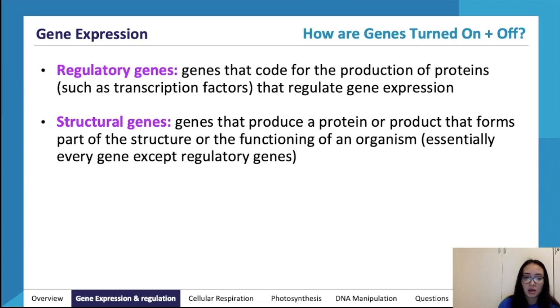So how are genes turned on or off? You've got a few other genes. You've got regulatory genes. These genes encode for the production of proteins, such as transcription factors, that regulate gene expression. And you've also got structural genes, and so these are genes that produce a protein or product that forms part of the structure or the functioning of an organism. Essentially every gene except regulatory genes.